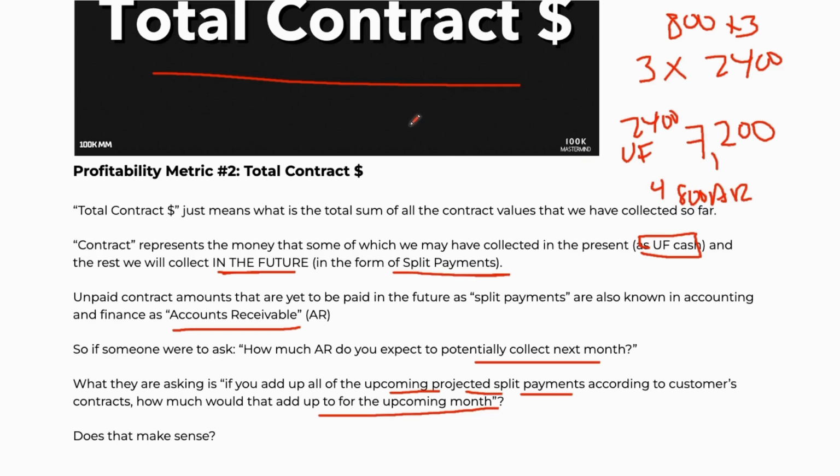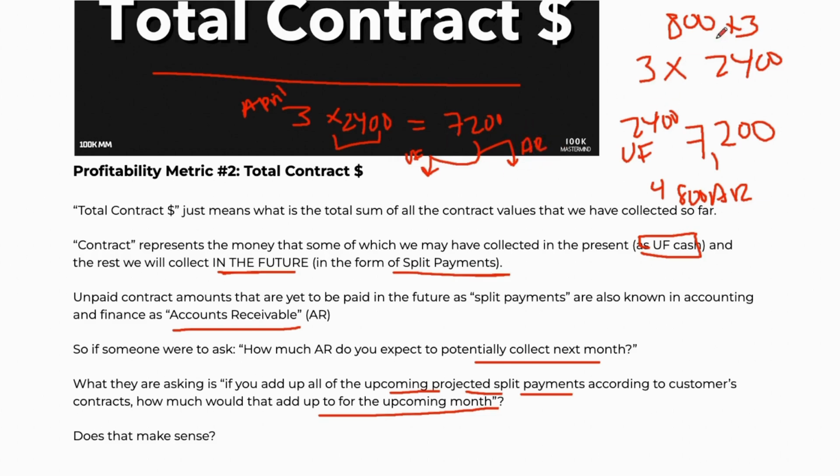So we have a total contract. So we have 3 units at $2,400 contract value each, okay? Now, total contract value, let's say this is the month of April, hypothetically, right? So let's say that's April. Total contract value in the month of April is $7,200. Now, that $7,200 is broken up into 2 parts, okay? I have upfront, and then I have AR.